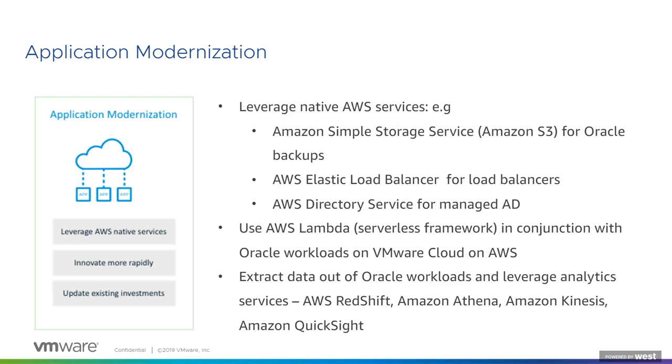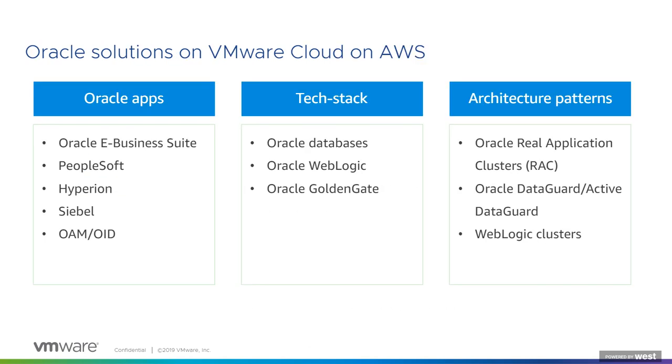One can now use AWS Lambda, which is basically a serverless framework, in conjunction with Oracle workloads on VMware Cloud on AWS. We can also extract data out of Oracle workloads and leverage analytic services, for example, AWS Redshift, Athena, Kinesis, QuickSight. So these are some of the Oracle solutions which can be deployed on VMware Cloud on AWS. The resources page at the end of the slide deck has all of the requisite links.